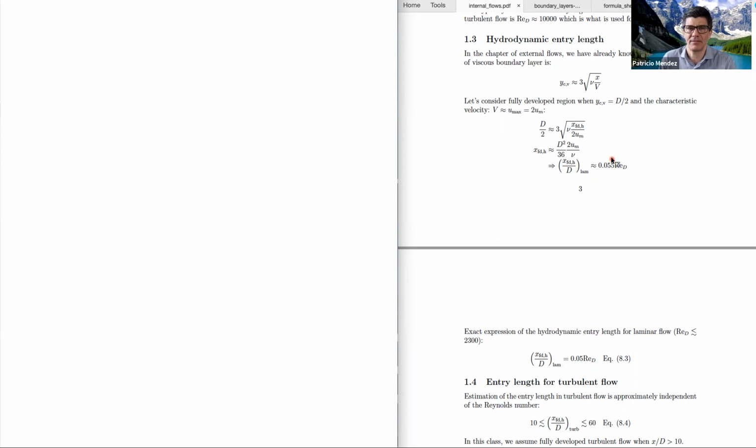I am feeling good about this. So at the very least, it means that we understand where the entry length comes from, what it is, right? And we understand it well enough that we can rederive this thing that who knows where it comes from because the book didn't tell us.